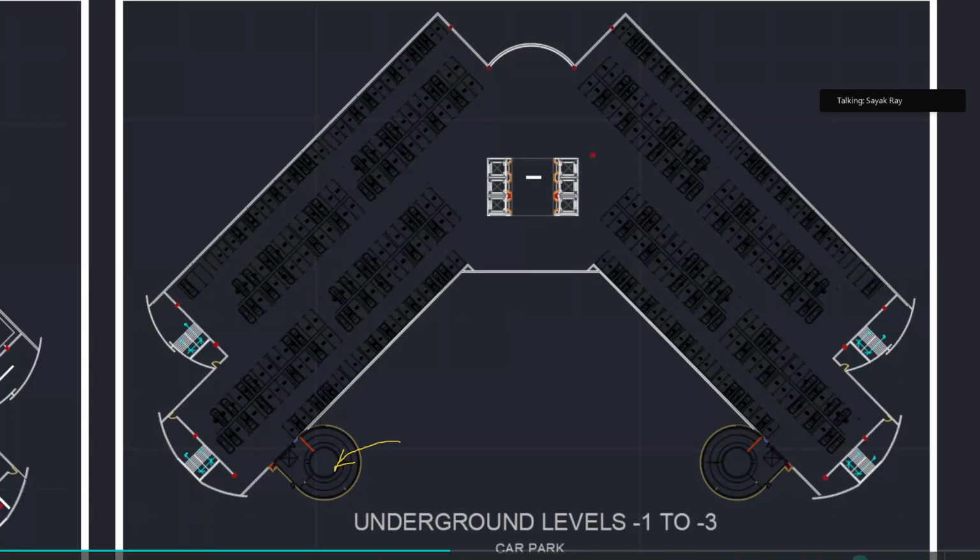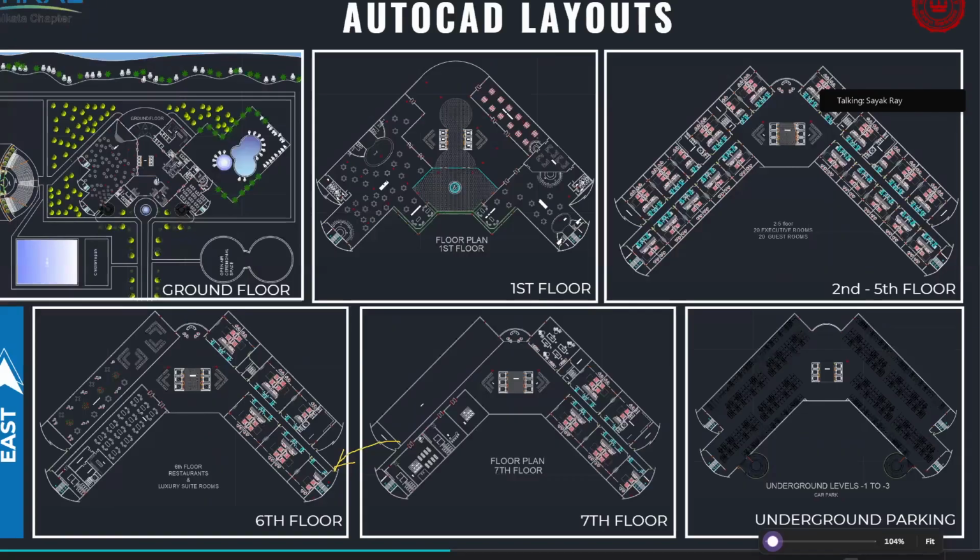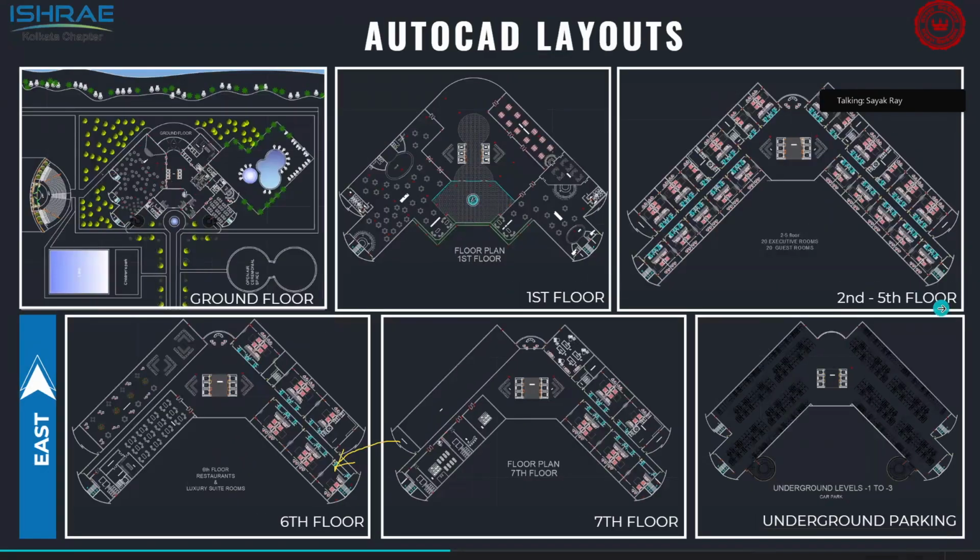All of these things, we did not decide on our own that we would have so and so guest rooms, so and so luxury rooms, so and so executive suite rooms, or 3 levels of underground parking, or all these facilities. Some of these were given to us as objectives from Ishrae, that the hotel layout must have these features. So we had to incorporate them. So it was not entirely done on a whim.